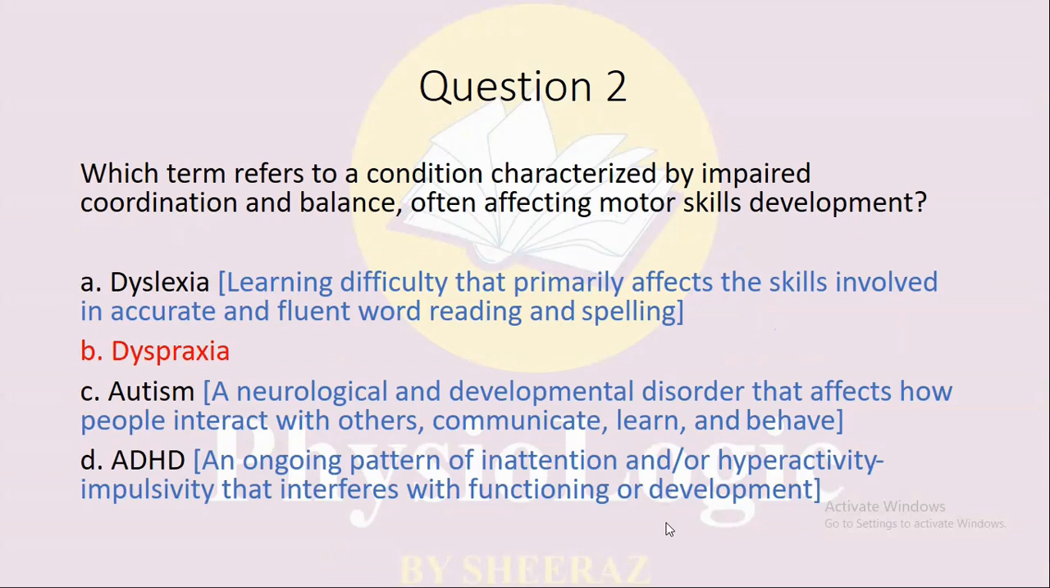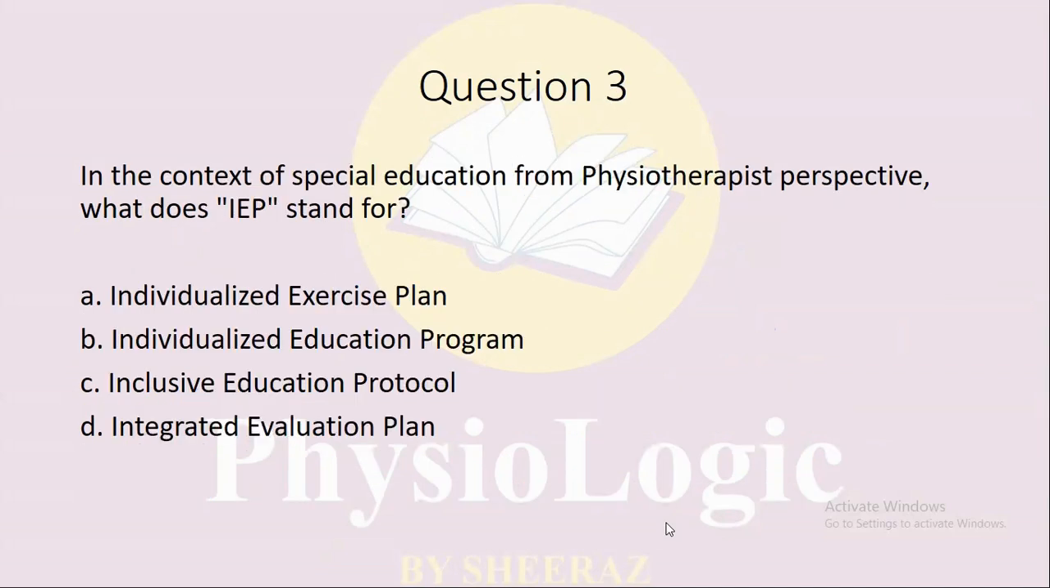Dyslexia is the learning difficulty that primarily affects the skills involved in accurate and fluent word reading and spelling. Autism is a neurological and developmental disorder that affects how people interact with others, communicate, learn, and behave. And ADHD is an ongoing pattern of inattention or hyperactivity and impulsivity that interferes with functioning or development.